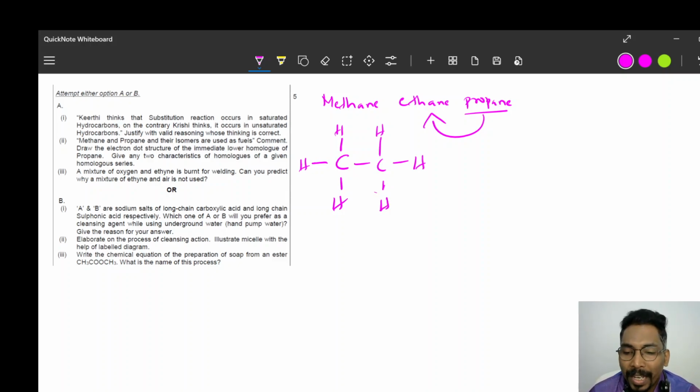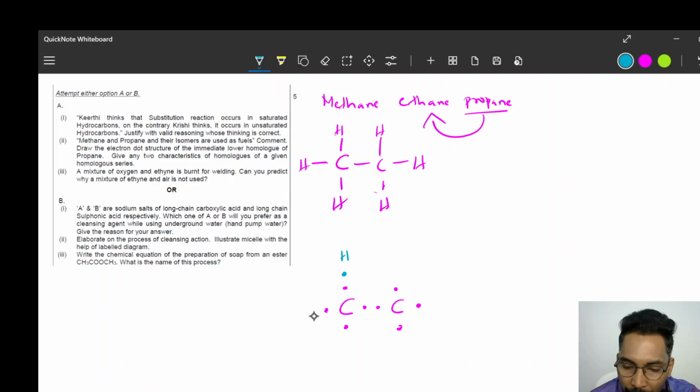Now we can draw the electron dot structure of ethane. Electron dot structure means you have to represent the valence electrons as dots. This structure is also called the Lewis dot structure. Two carbon atoms are there. Each carbon has 4 valence electrons, and these are shared with hydrogen atoms, I mean, 3 hydrogen atoms for each carbon.